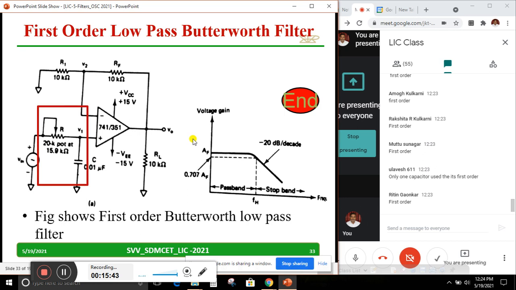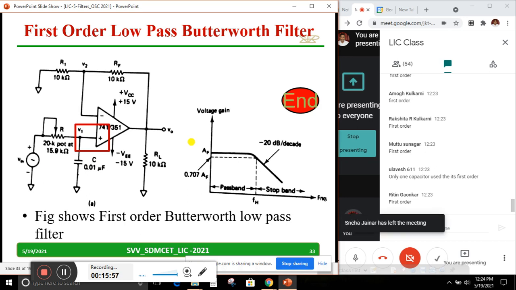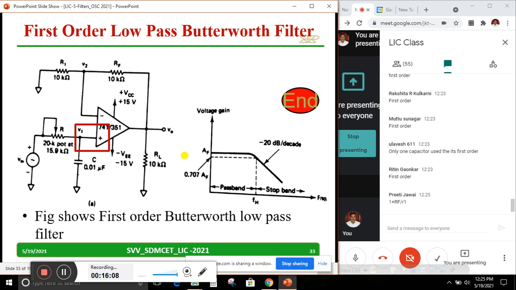This is the R and C combination, first order, and I'm giving it to the non-inverting amplifier. Non-inverting means the gain is given by an equation in terms of resistors, all of you know. Can you type the answer in the chat box? The gain of the non-inverting amplifier is given by... maybe using somebody's laptop or mobile, but you people can type.